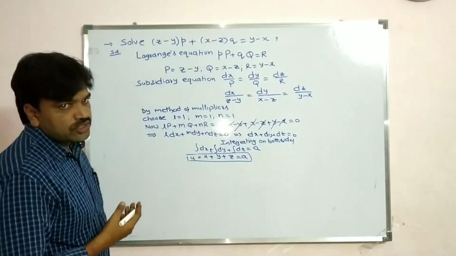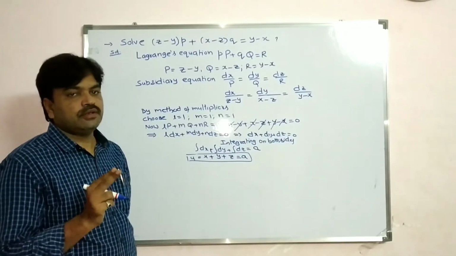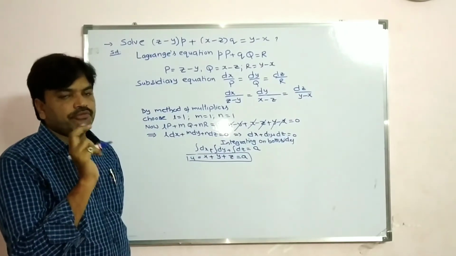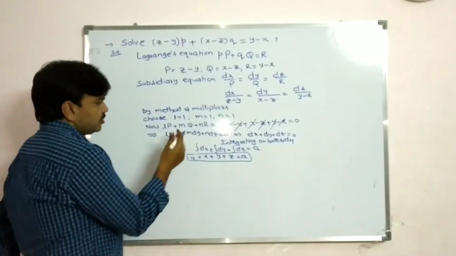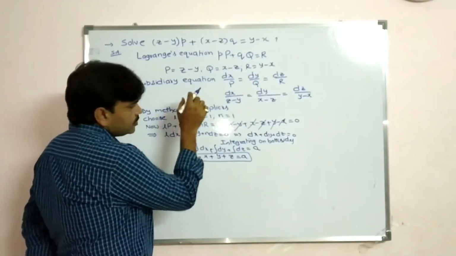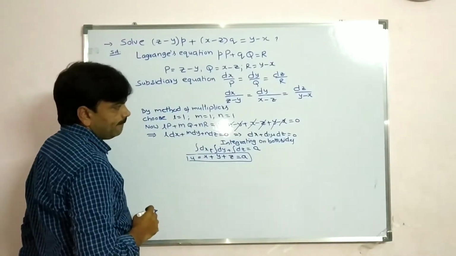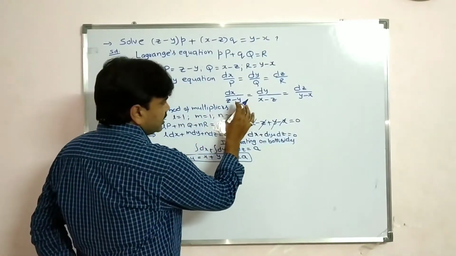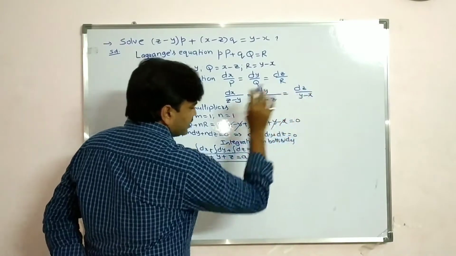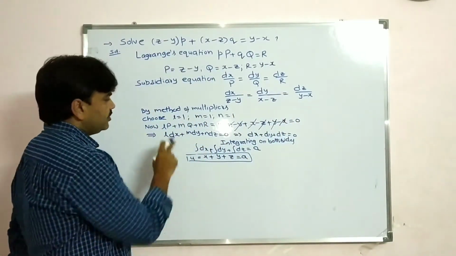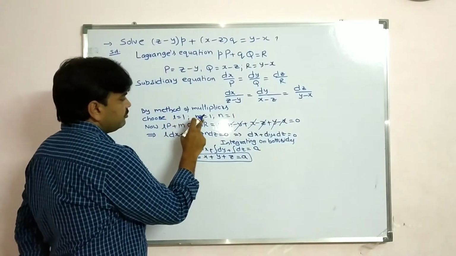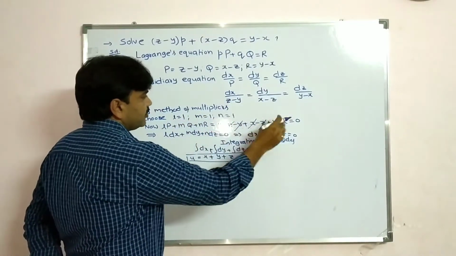How many solutions, students, do we have? Two solutions. The first one is u and the second one is v. Now you find the v value, students. Again you choose the multiplier values. Previously, l value 1, m value 1 and n value 1. Substituting here, we get the value 0.